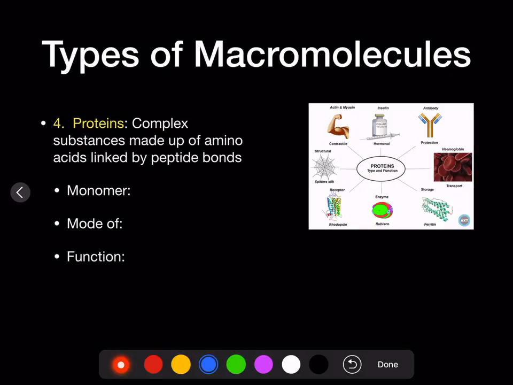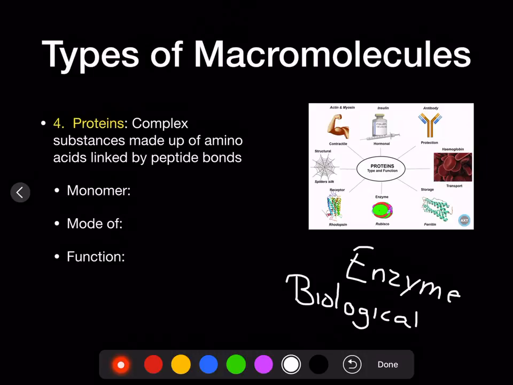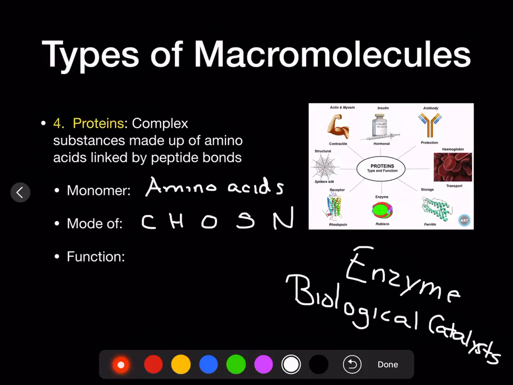The last type of macromolecule that we have is proteins. Now, proteins are very important because proteins are what enzymes are made of. Now, enzymes are what are known as biological catalysts. And what these do is they speed up reactions in the body. But the monomer of proteins is amino acids. And proteins are made of carbon, hydrogen, oxygen, sulfur, and nitrogen. And their function is enzymes, like I said.